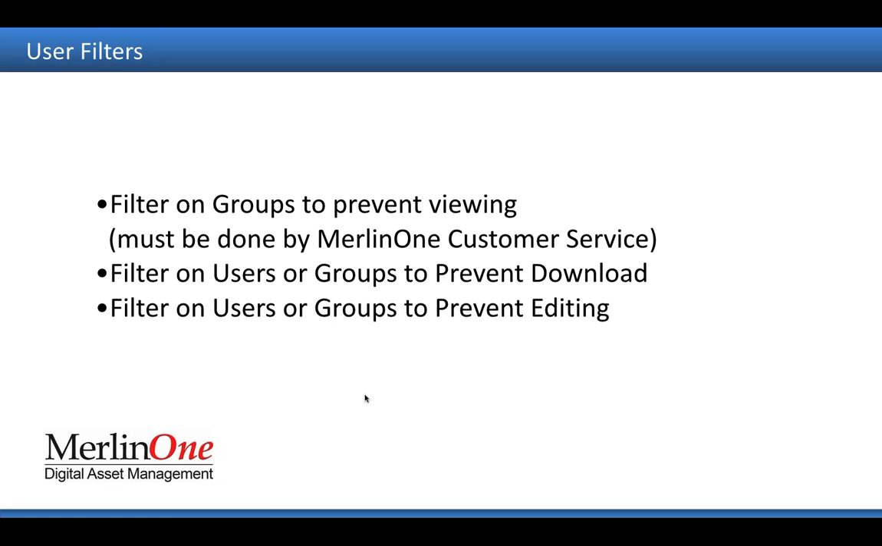So let's talk first about user filters. You can put a filter on a group that will prevent users from seeing content. Now, out of all of the things we talk about today, this is the one thing that still must be done by the MerlinOne customer service group. So if you would like to have a filter put on a group to control what users can see, let us help you with that. Let me talk about that a little bit more and explain it in more detail.